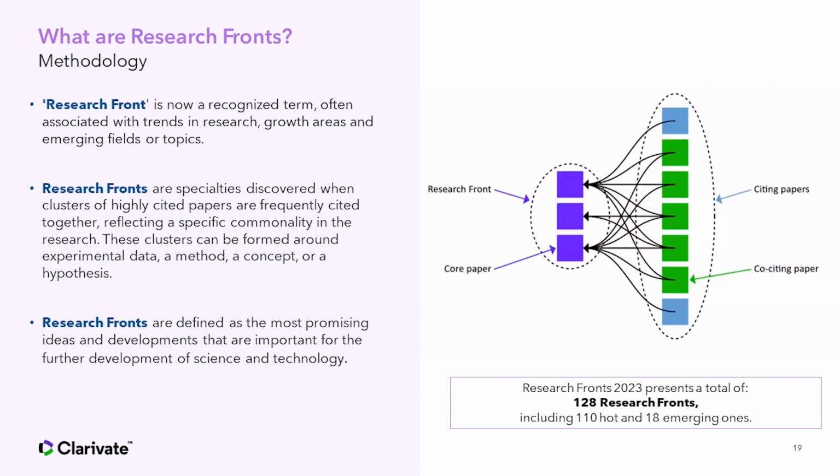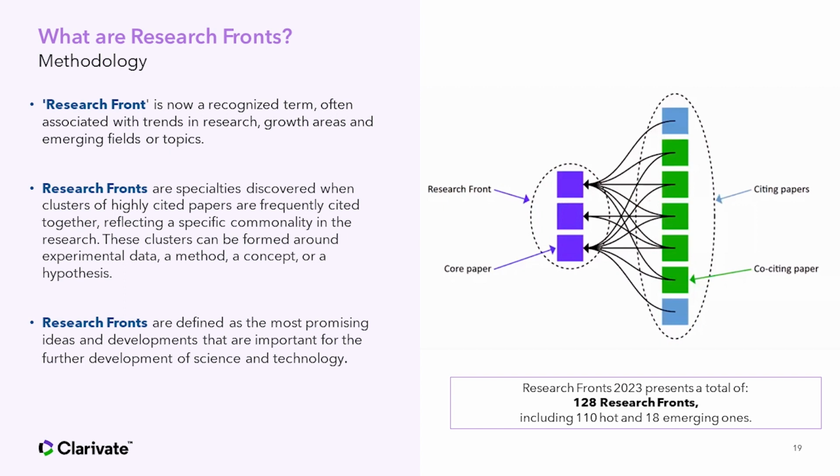And since the authors, the institutions, and the countries listed on the core papers have made a significant contribution to that specialty, there is a tabulation that appears in the analysis of the research front. Of course, if you read the full text of the citing articles, you'll get more precision on the topic of the research front, especially its recent development or leading-edge findings. Keep in mind, research fronts are defined as the most promising ideas and developments that are important for the future development of science and technology.